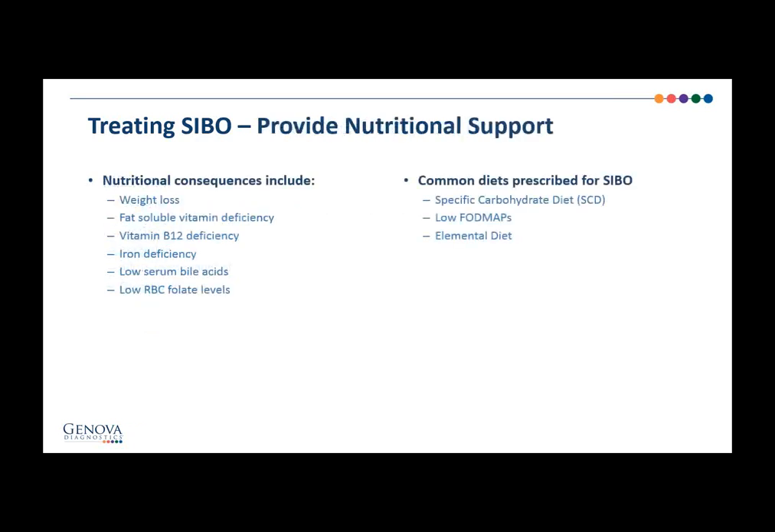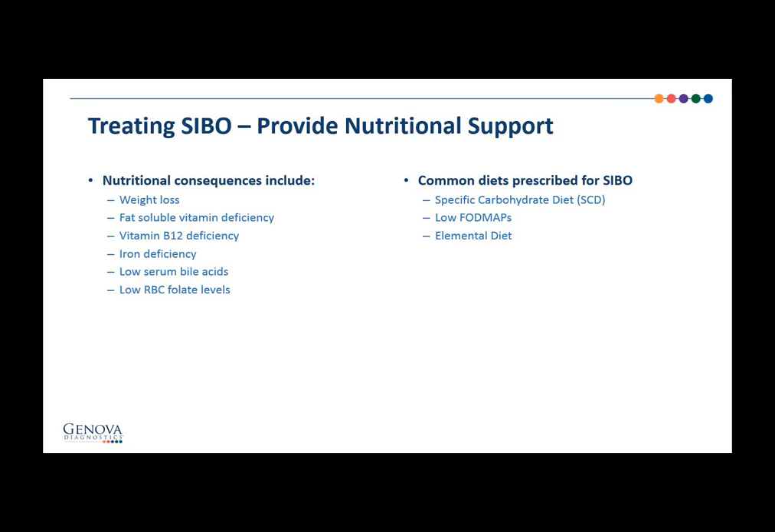You also want to consider providing nutritional support. So if their SIBO has gotten bad enough to the point where it's actually producing nutrient deficiencies or insufficiencies, you want to think about repletion. So, all those nutrients we talked about in the beginning that can be associated, the fat-soluble vitamins, the Bs, iron, you want to think about replacing these things if they truly are deficient.